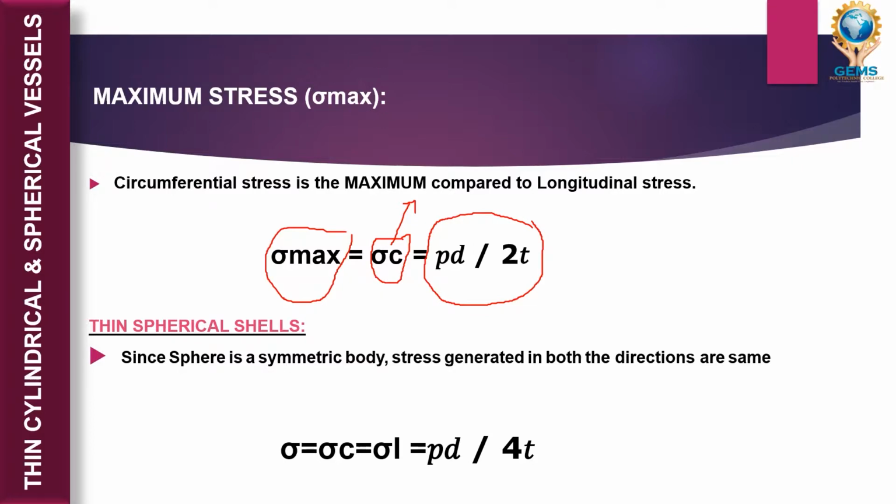Now we are going to see the thin spherical shell. Since a sphere is a symmetrical body, the stress generated in both directions is the same. So the longitudinal stress will be equal to the circumferential stress, and the formula will be PD by 4T. Remember this formula. We will use it in solving numerical problems.